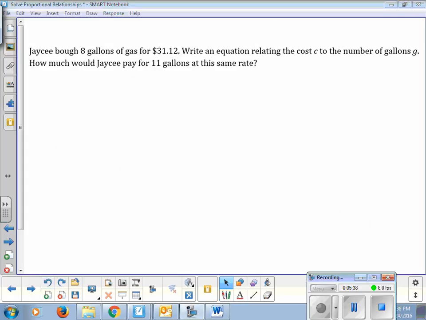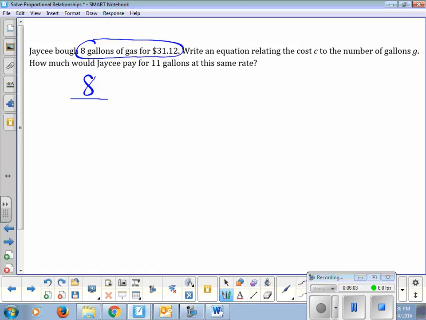JC bought 8 gallons of gas for $31.12. Write an equation relating the cost C to the number of gallons G, and how much would JC pay for 11 gallons at this rate? So to set up a proportion, we're going to write this as a fraction. What do you guys want to put in the numerator? 8. Okay, so we'll do 8, and what's in the denominator? $31.12. So we have gallons in our numerator and money in the denominator.